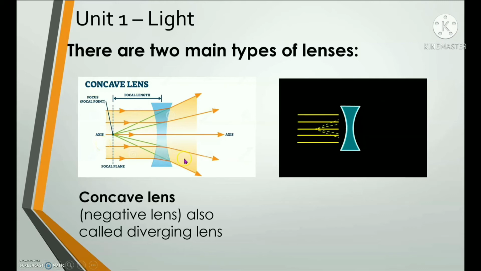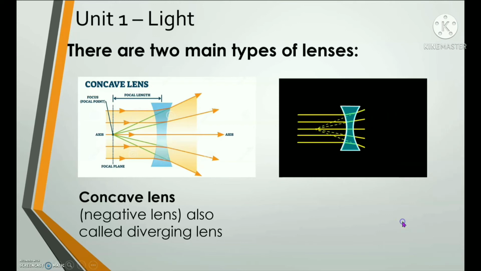Okay, so we can also see in this GIF. The light rays are in parallel lines. When they enter the concave lens, after refraction, the light rays are diverging away from each other. But we can also see the focal point when we extend the light rays backward.